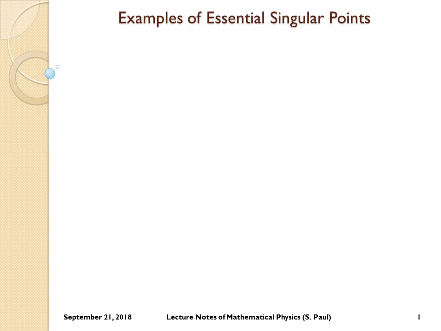Hello friends, in this lecture we will discuss some examples of essential singular points of a complex function. So let's take the first example. We are considering the function f of z equal to z square into cos of 1 by z.